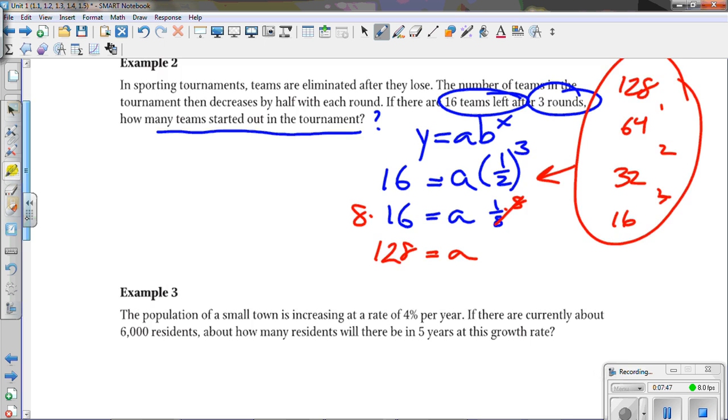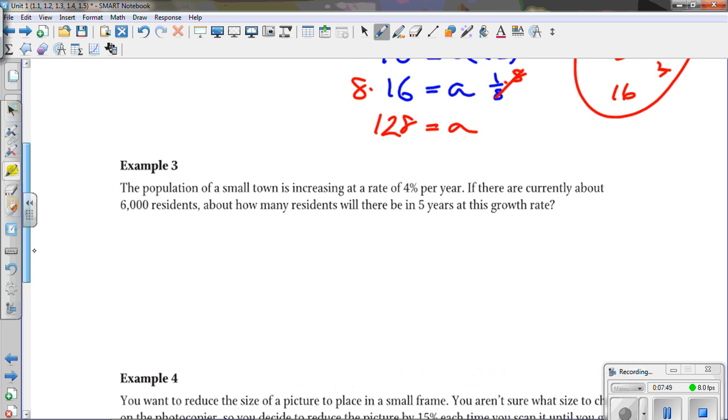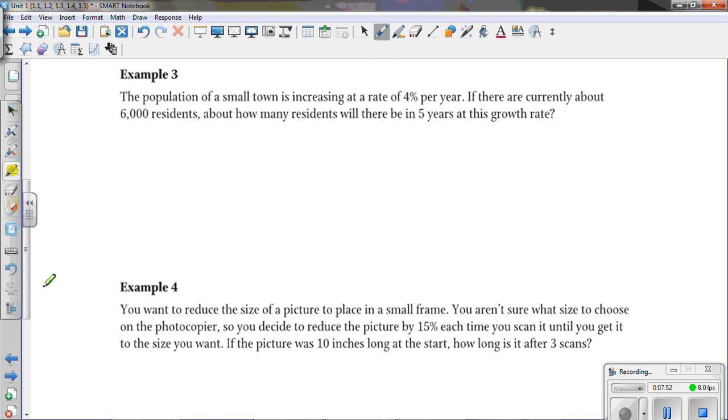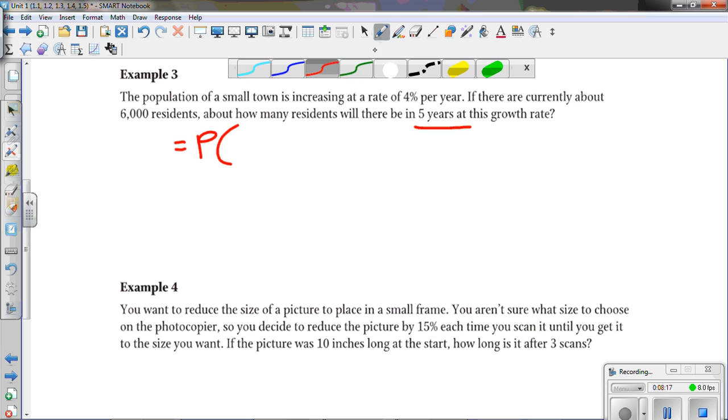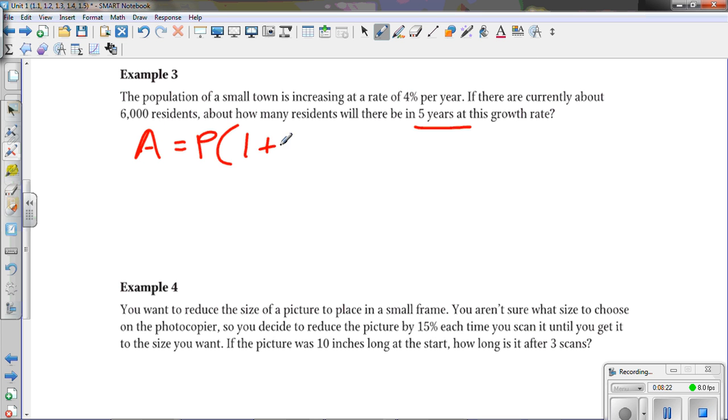Let's take a look at the 3rd example. Now this one has a different formula. So let's talk about what happens here. The population of a small town increases at a rate of 3% per year. If they currently have 6,000 residents, how many residents will there be in 5 years from right now? So the equation we use for this one looks like this. A lot of times we don't even use a y here. Let's use what we typically see. And it looks like this.